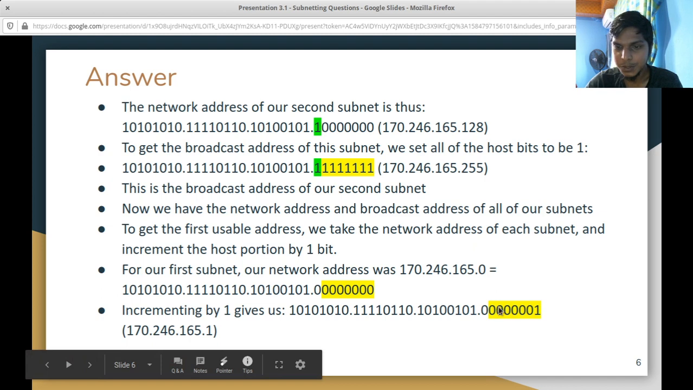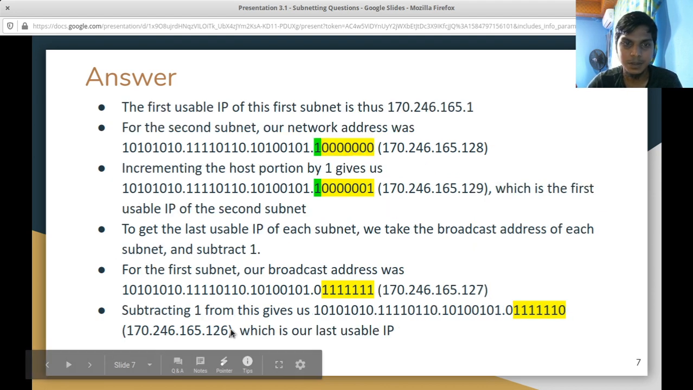So we're not touching the borrowed portion, we're incrementing the host portion by 1, which means we add 1 to this. So 0 plus 1 is 1. Put the 1 there. And then you convert that into decimal, and this is our first usable address. This is the first address that can actually be assigned to a printer or a PC or anything on the subnet. The first usable IP of this first subnet is thus this.